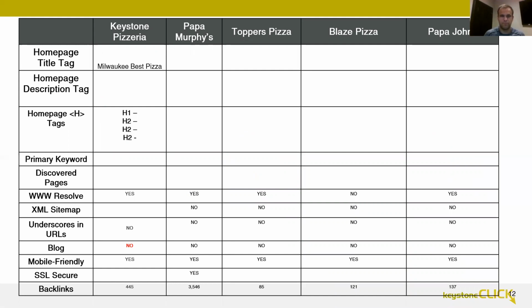But as you can see, we have outlined our 4 competitors of Keystone Pizzeria, those being actual businesses and real pizza producers. So Papa Murphy's, Toppers, Blaze, and Papa John's. We did not go into detail and actually complete this information, but we want to give you an idea of the type of things that we're looking at from our competitors. So, that homepage title tag, homepage description tag, these are 2 very important first impressions that you are making with your potential customer or client.